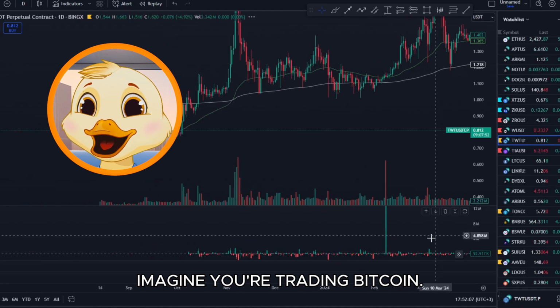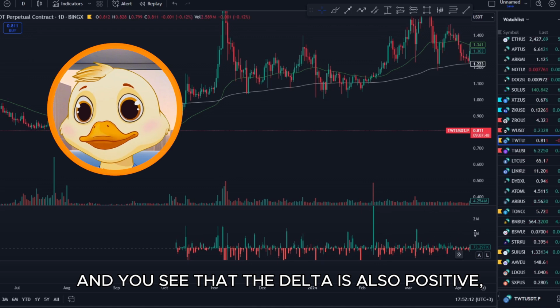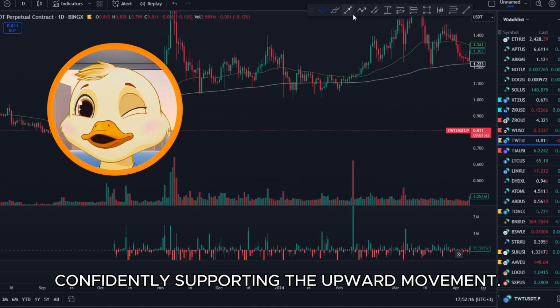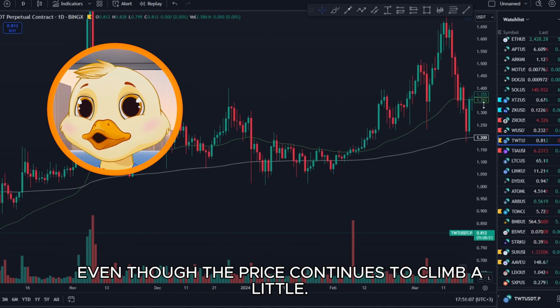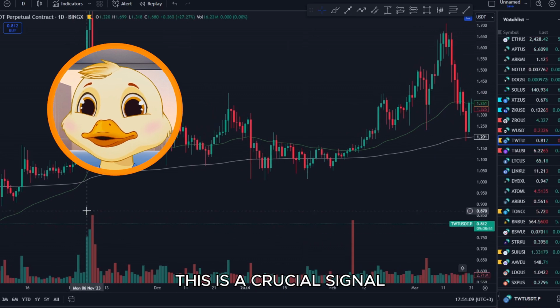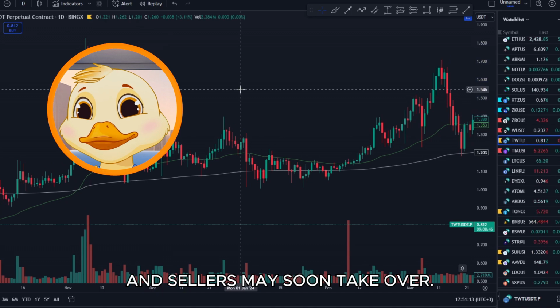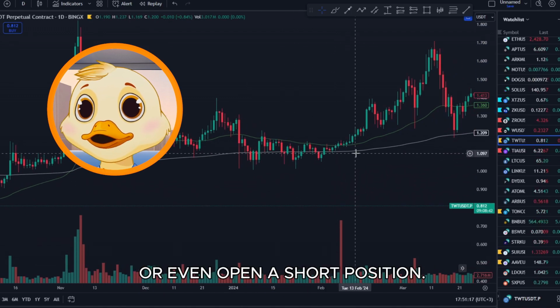Imagine you're trading Bitcoin, the price is rising and you see that the delta is also positive, which means buyers are confidently supporting the upward movement. But then, suddenly, the delta turns negative even though the price continues to climb a little. This is a crucial sign that buyers are starting to lose control and sellers may soon take over. This could be the point where you exit the trade or even open a short position.